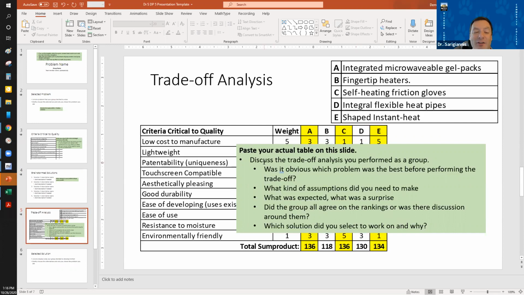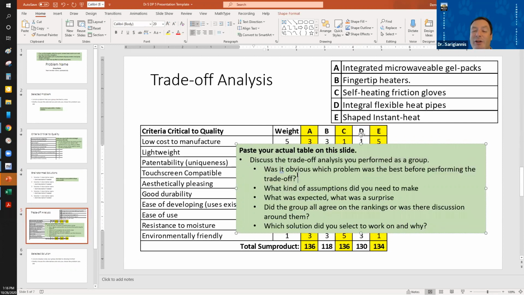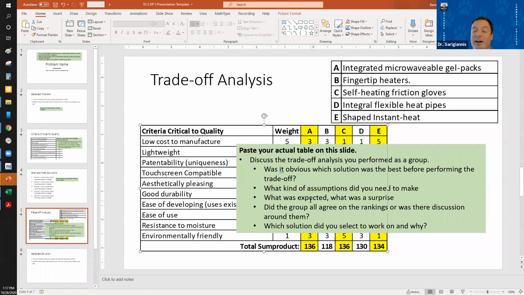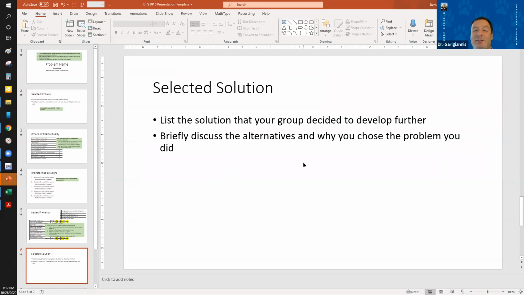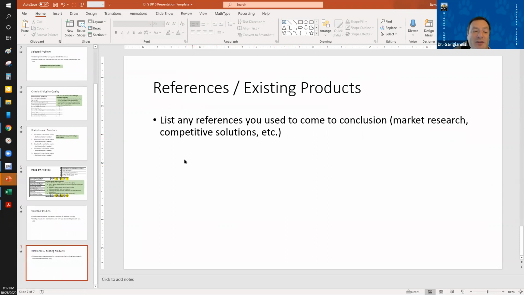Think about these types of questions. Was it obvious which solution was the best before you did the trade-off? What are the assumptions you had to make? What was expected? What was surprising? And then what solutions did you select to work on? So here you're going to down select your solutions. And then here you're going to talk about your selected solutions. So here you can verbally say it. And the next slide you can devote to discussing that. And then maybe you have a reference slide.